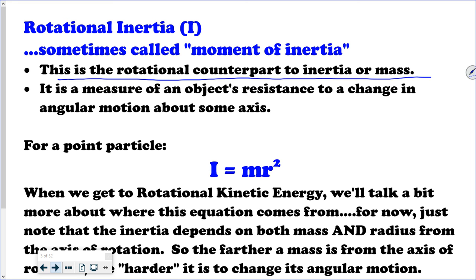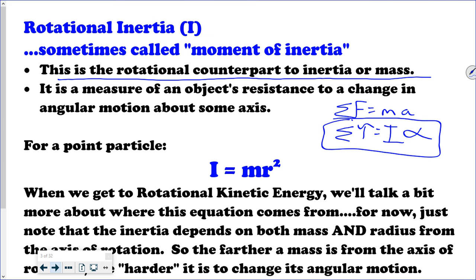So in the next video, we're going to focus on this. Newton's second law says net force equals mass times acceleration. So the angular counterpart to that is net torque equals, instead of linear inertia, rotational inertia, and instead of linear acceleration, angular acceleration. This is sort of where we're going with all of this. But before we get there, we need to spend some time talking about this rotational inertia piece, and that's what we're going to focus on in this video.